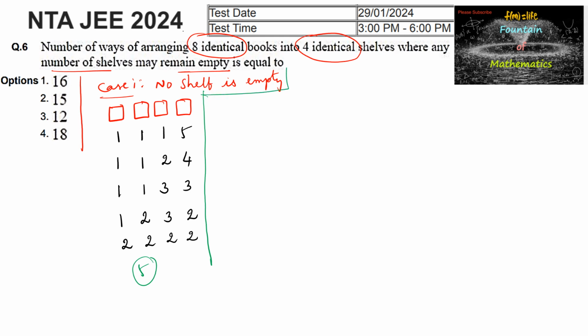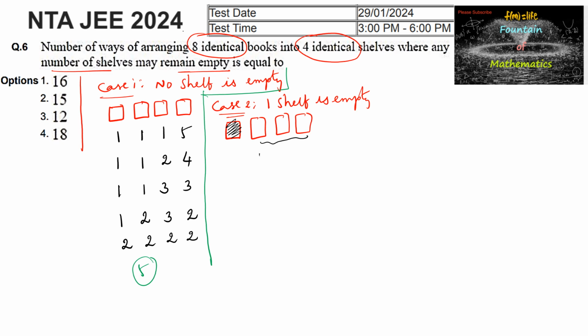And coming to case 2, let us assume that one shelf is empty. When one shelf is empty, let us mark the first shelf as empty. Let us not place any of the books. And also you have to make a note that when you are distributing the things here, 1, 1, 1, 5, we cannot arrange them again because they are identical shelves. So only one way you have to express it. So here let us block this first shelf. So we need to arrange the 8 identical books into these 3 shelves.